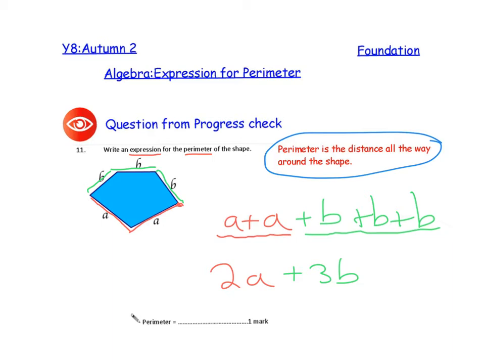I've gone all the way around the shape, back to where I started, adding up the lengths of the sides as I go. Right, that's answered the question from the progress check. Next we're going to do a worked example.